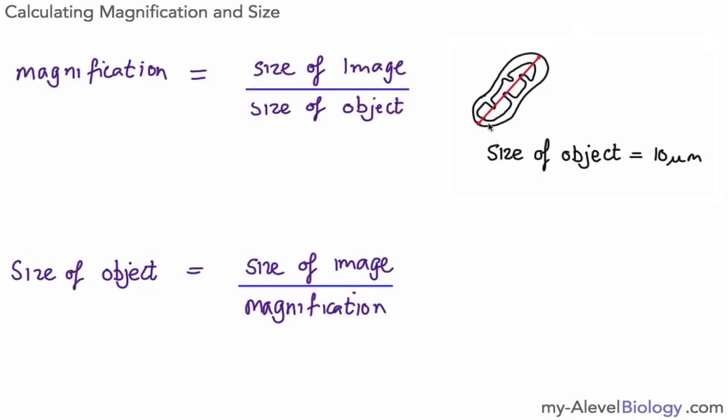Here we have a mitochondrion, and we want to look at the magnification based on the distance given by this red line. So to work out the magnification, we need the size of the image, and we need to know the size of the object. Now the size of the object is actually given here. It's 10 micrometers, but we need to know the size of the image.